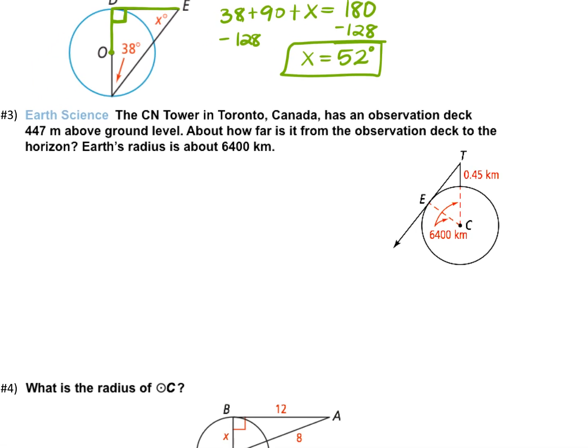It says the CN Tower in Toronto, Canada has an observation deck 447 meters above ground level. About how far is it from the observation deck to the horizon if Earth's radius is 6,400 kilometers? Okay.